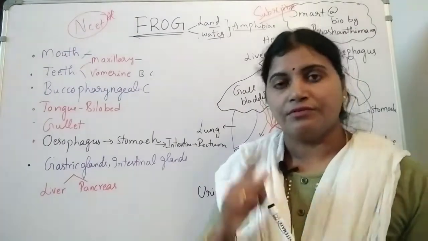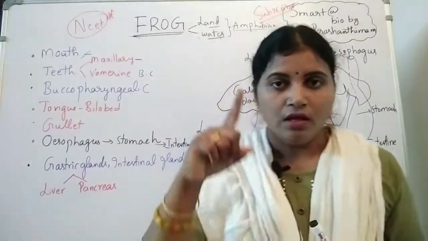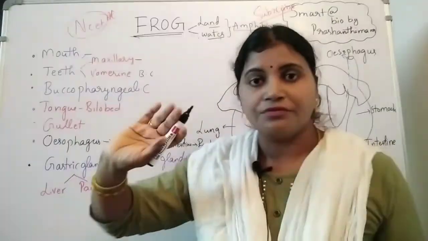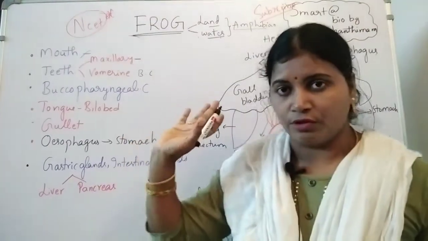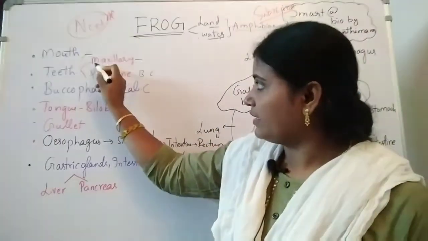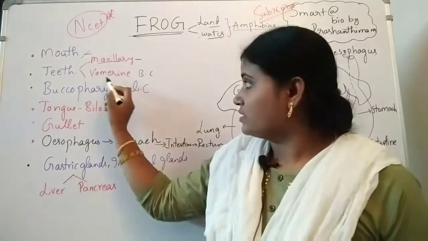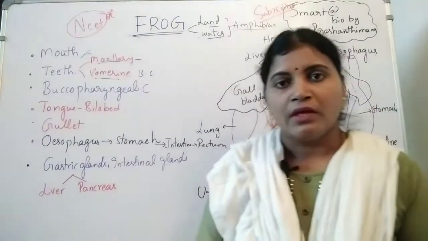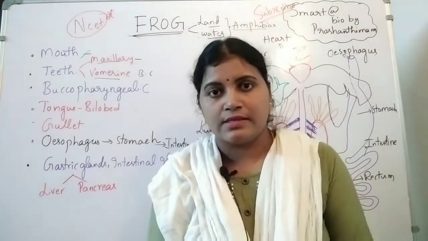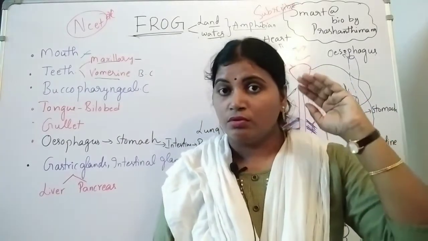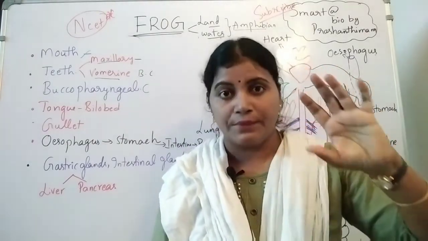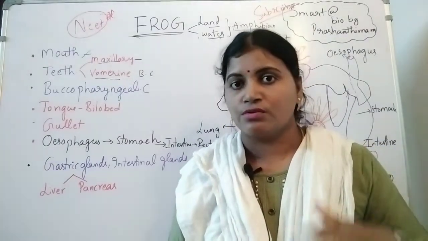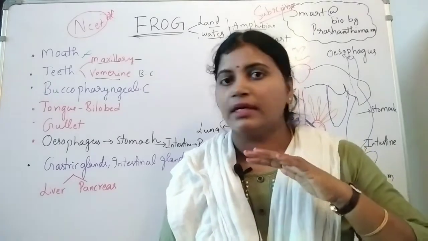From the teeth and tongue we have a very important NEET question. Listen carefully. There are two types of teeth present in the mouth of the frog: maxillary teeth and vomerine teeth. Normally the buccopharyngeal cavity contains an upper jaw and a lower jaw, but the teeth are present only in the upper jaw, not in the lower jaw. The lower jaw is teethless.